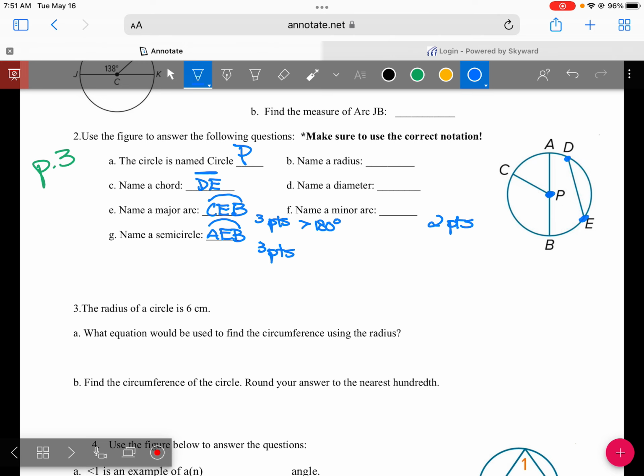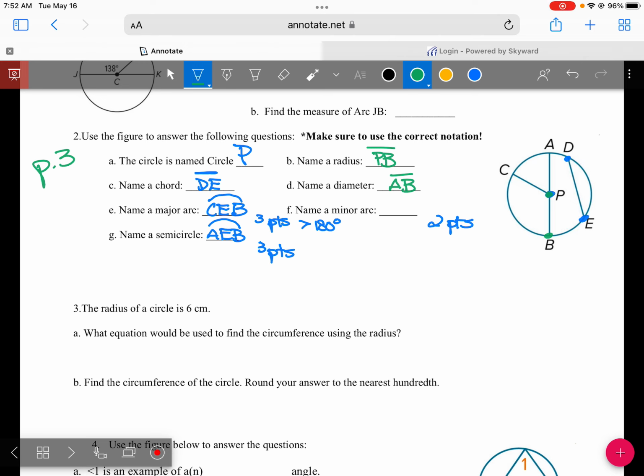Letter B. Name a radius. Line segment PB. Yes. Radius, remember, that's the shorter length from the center of the circle out to the edge. How about a diameter? Line segment AB. You can say line segment. It's okay. If you just say AB, they're usually talking about the length of AB. But yes, make sure you get the correct notation.